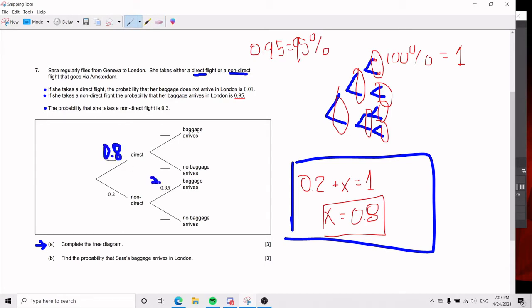If this number here is 0.95, then I know that this number down here has to be 0.05 because it's what makes it add up to 1. And if she takes a direct flight, the probability that her baggage does not arrive in London is 0.01, which would be here, 0.01. Then I know that the one up here is 0.99. Okay? And so that being said, I completed the tree diagram, and now we move on to part B.